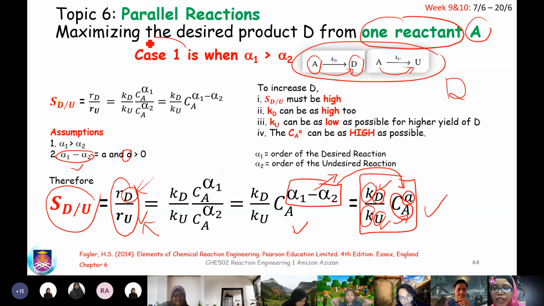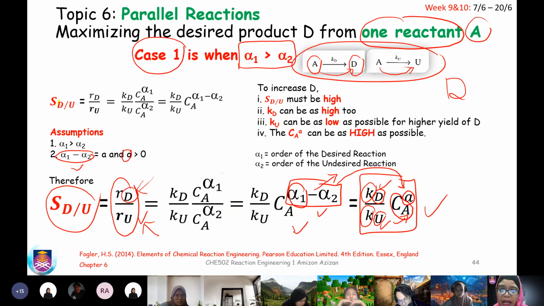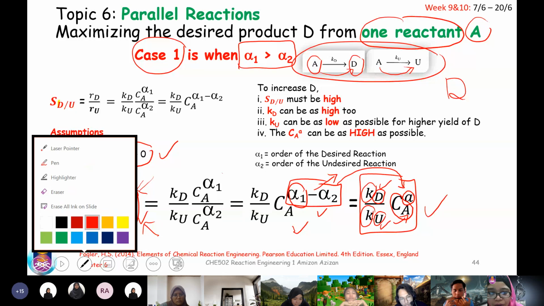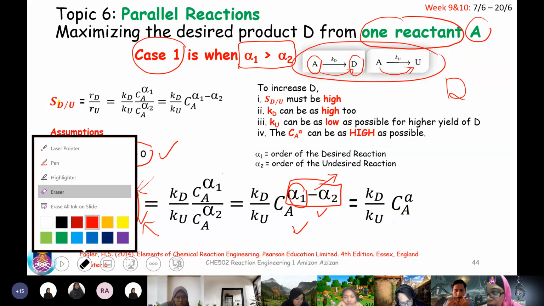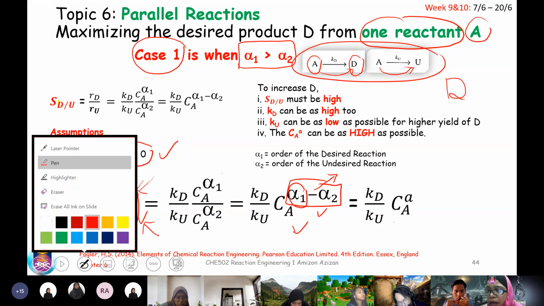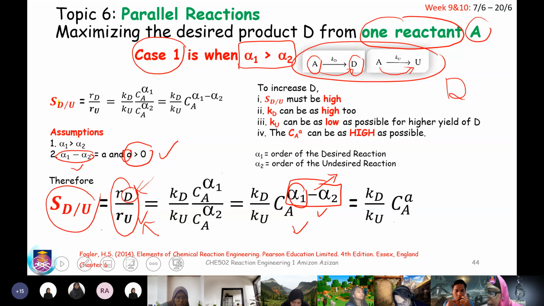If, in this case number 1, alpha 1 is greater than alpha 2, then we can easily say that the resulting formula gives a positive value. So a is greater than 0. From here, let me erase my scribbling so that we can easily make a conclusion on what to do. If we want to ensure that the selectivity is higher.